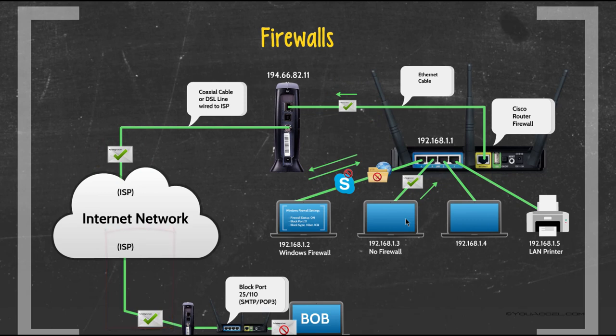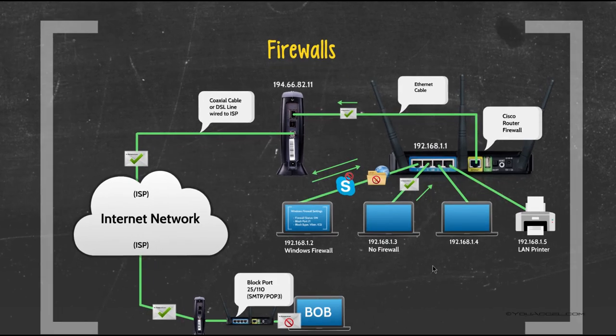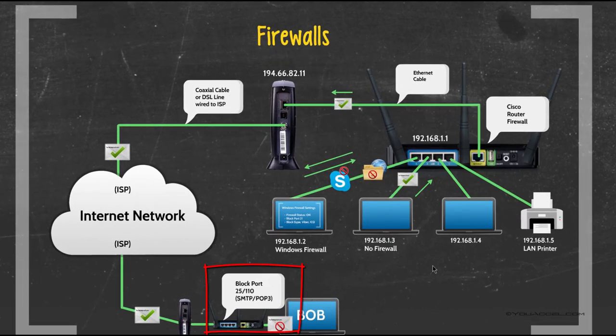Bob is at work and attempting to connect to his email provider's server to check his email. He doesn't realize that his employer has blocked port 110, the default port for incoming mail, over POP3. As a result, he is unable to receive his email messages.